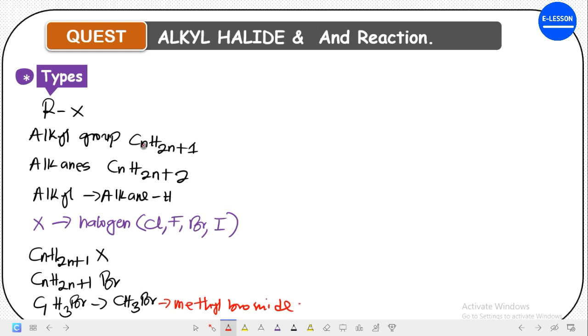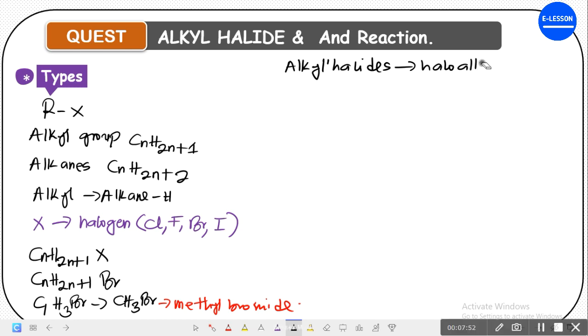So these are the various forms, this is the general formula of the alkyl halides. Examples are methyl bromide and ethyl bromide. Another name for the alkyl halides is the haloalkanes. So either you call them the alkyl halides, or you call them the haloalkanes.